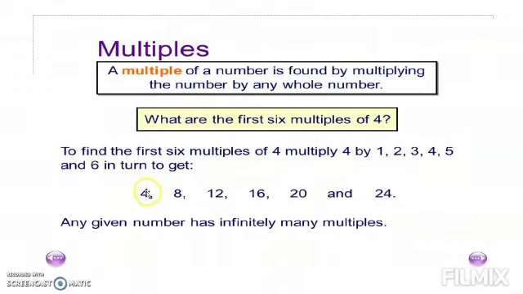See, 4 ones are 4, the first multiple. 4 twos are 8, the second multiple. 4 threes are 12, the third multiple. 4 fours are 16, the fourth multiple. 4 fives are 20, the fifth multiple. And 4 sixes are 24. So these are the first 6 multiples of 4.